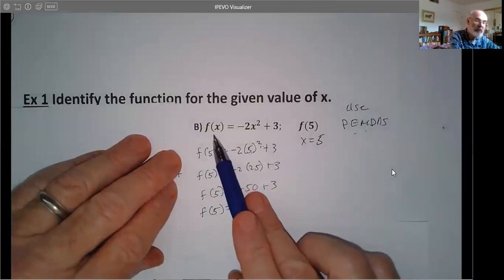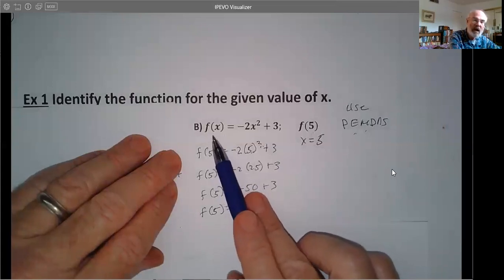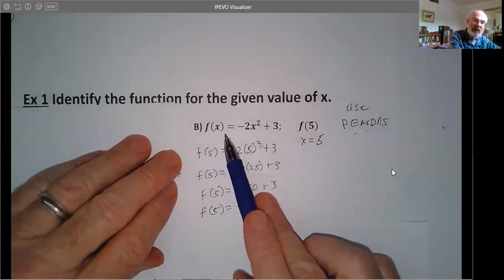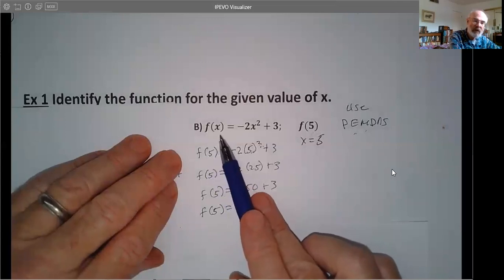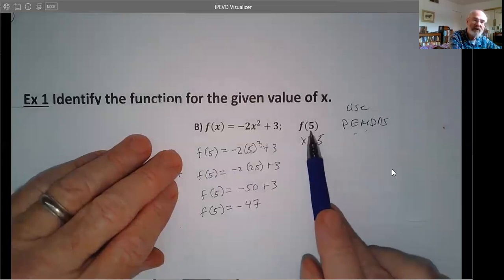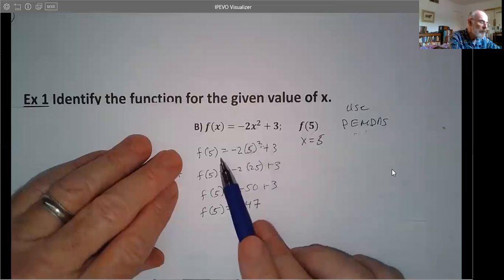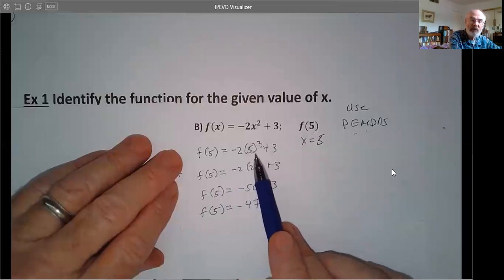Whenever you see f of x or f of whatever the variable is, or g of, because you can use another letter here in place of f, it's just a signpost telling you that this is function notation. So whenever you see that, they always tell you what x is going to be. It's going to be 5 in this case. So f of 5 equals -2 times 5 squared.